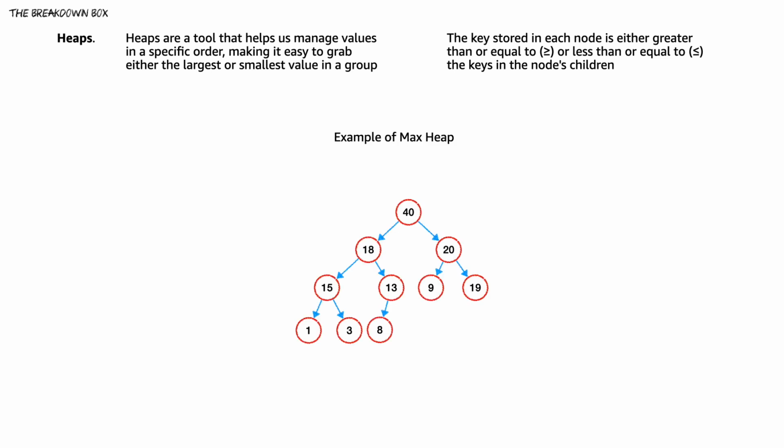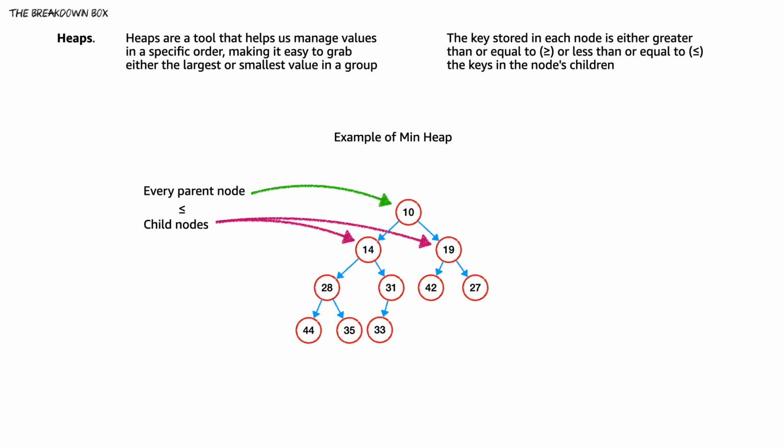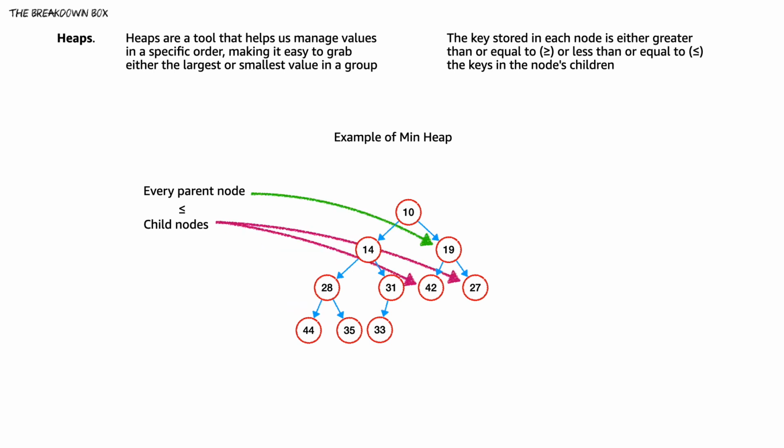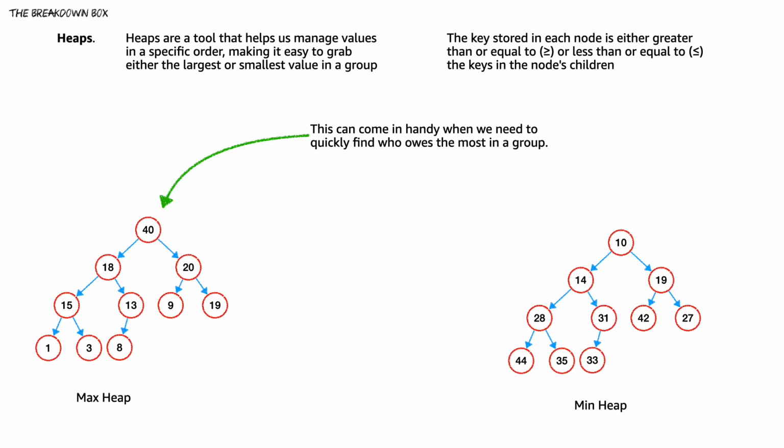In a max heap, every parent node is greater than or equal to all child nodes. And we can see this property holds true for all the nodes. A min heap is just the opposite. In a min heap, every parent node is less than or equal to all child nodes. And we can also see this property holds true for all the nodes. This comes in handy when we need to quickly find who owes the most in a group.